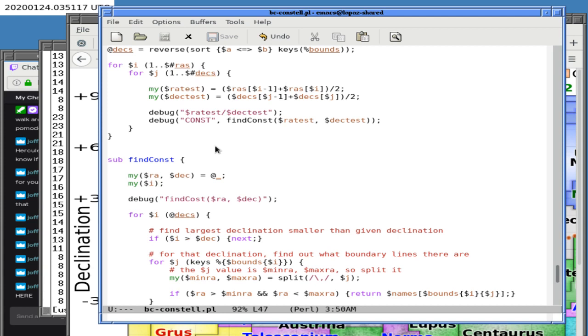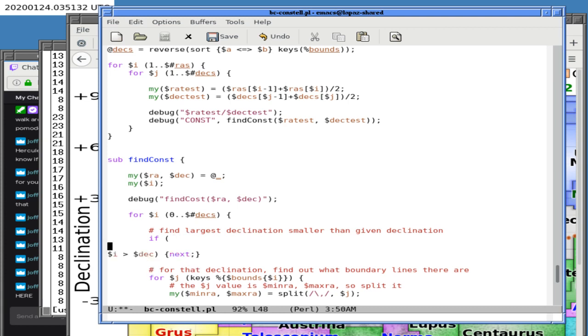Unfortunately. All right, so let's go ahead and make this a loop that goes from zero to the number of decks, and then we could say okay, so the way we need to find this out is if dollar sign I is greater than decks of dollar sign I minus one, then next.